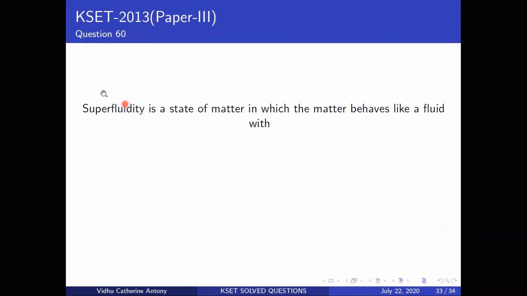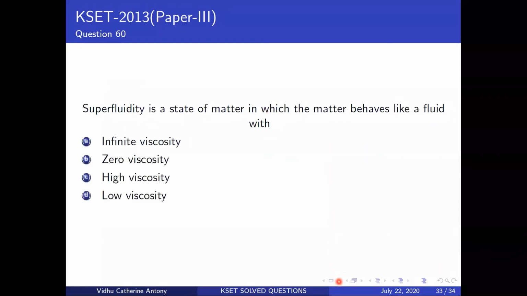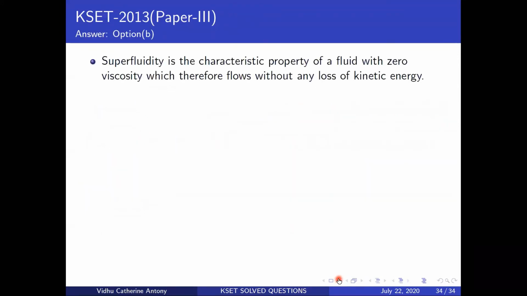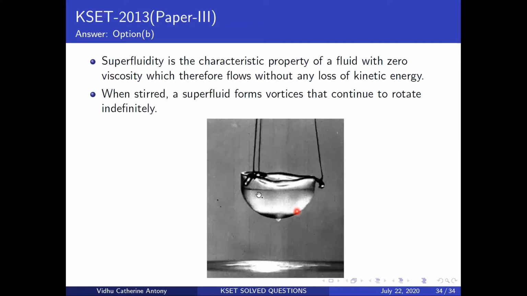We discussed superfluidity yesterday. Superfluidity is a state of matter in which the matter behaves like a fluid with what? Infinite viscosity, zero viscosity, high viscosity, or low viscosity? I think we talked about this, and I mentioned it yesterday. It's zero viscosity. That's why it's called a superfluid. So there is zero viscosity, and I wanted to show this picture to you.